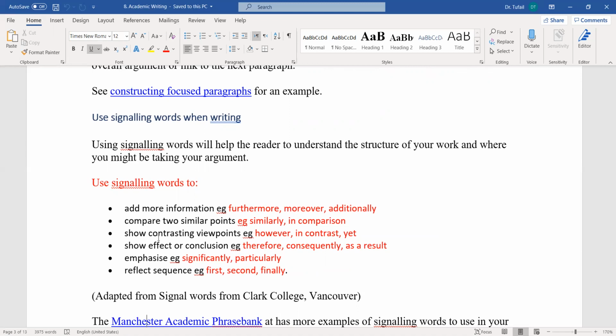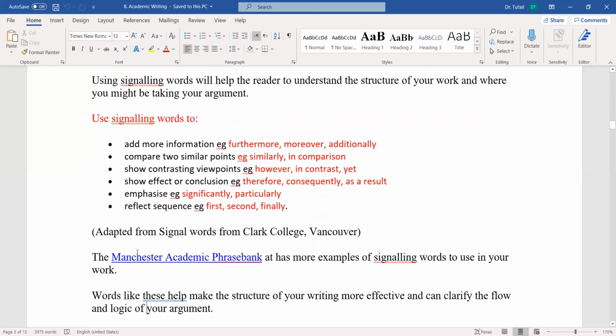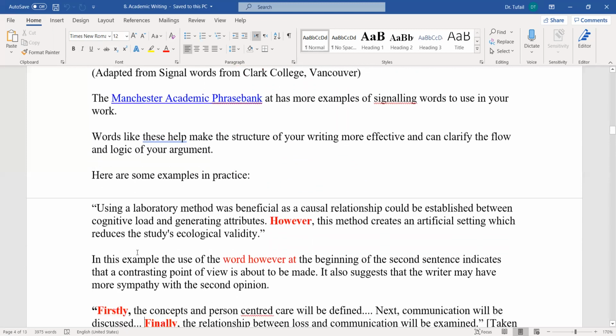So these signaling words really develop a logical connection in your writing, and they make it more comprehensible and comprehensive as well. Consequently and as a result show the conclusion; significantly and particularly show emphasis; and first, second, finally reflect sequence. These are the signaling words, and if you put them in your paragraph, that will make it more structured and more attractive.